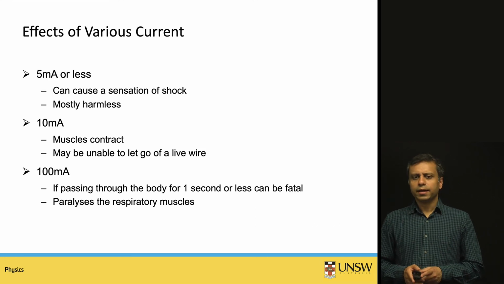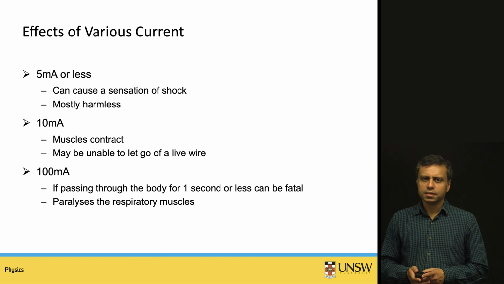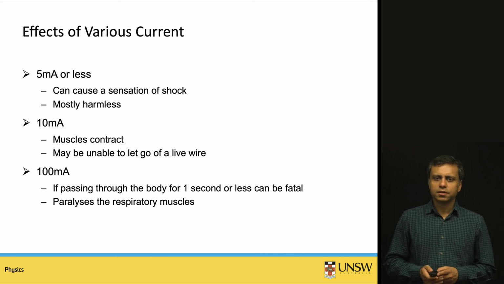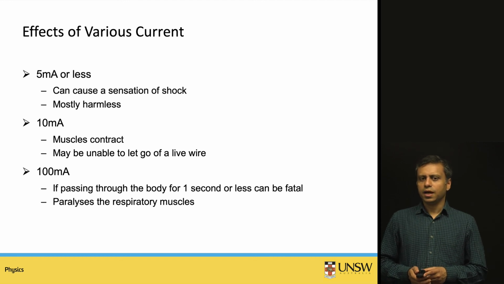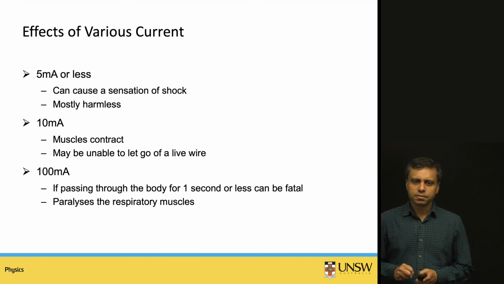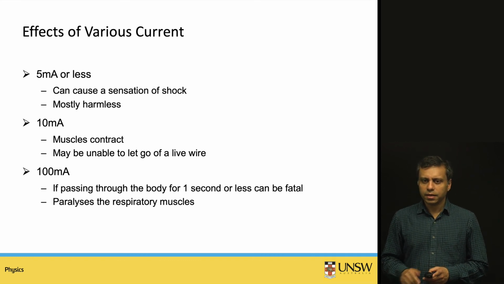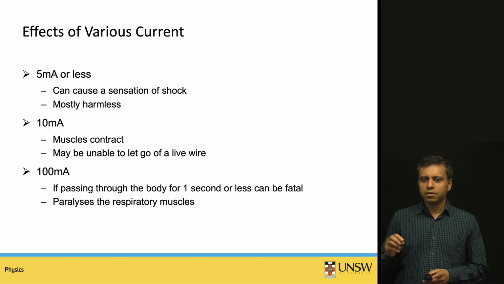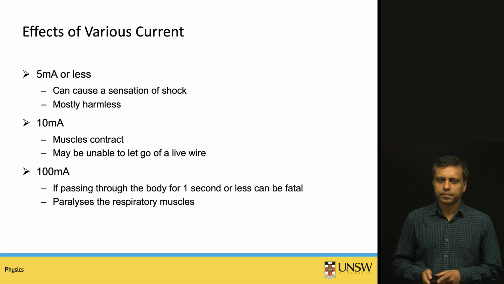And what are some of the magnitudes of current that can cause damage? If you are exposed to 5 milliamperes or less of current, then you can get a sensation of shock, but this is mostly harmless. It won't affect you much. But suppose you are exposed to a 10 milliampere current, then you can have some muscle contractions. Muscles can contract, and if you touch a live wire with that amount of current flowing, you may not be able to let go of the wire.